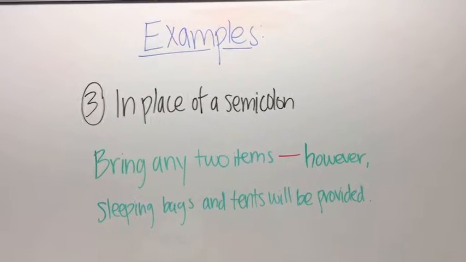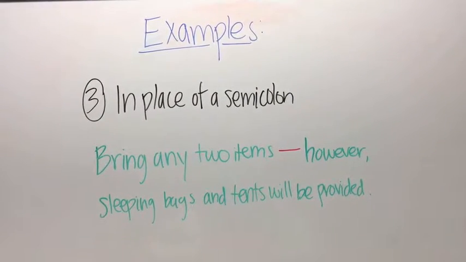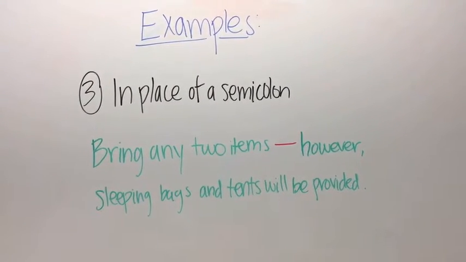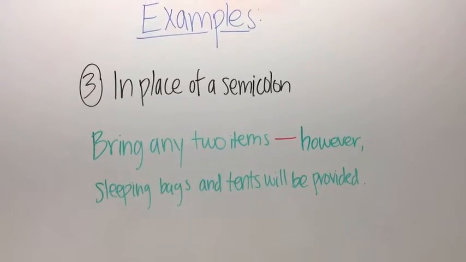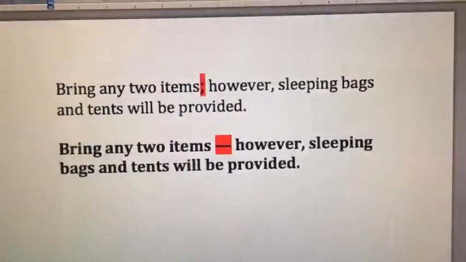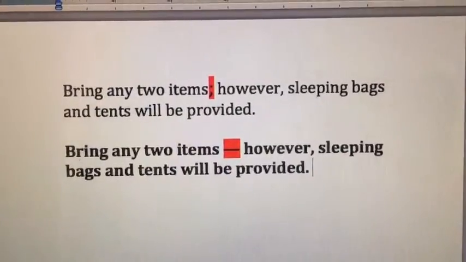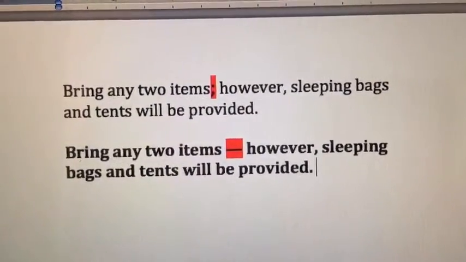Another way you can use an em dash is in place of a semicolon. Bring any two items, however, sleeping bags and tents will be provided. In this example, you can see where the em dash replaces the semicolon.